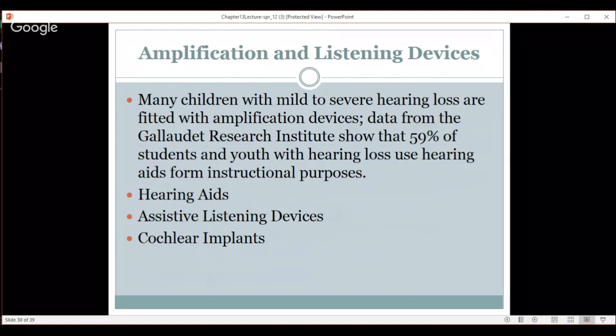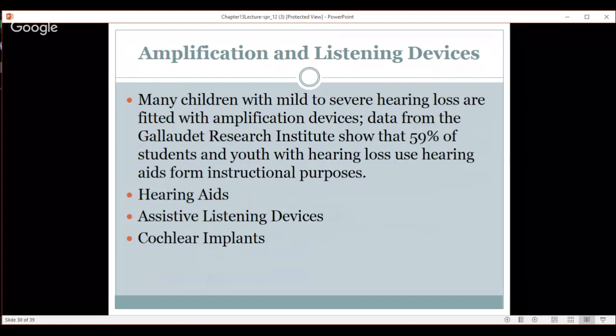And then cochlear implants are surgically placed devices that provide direct electrical stimulation to the auditory nerve. These are appropriate for children who have severe to profound sensorineural hearing loss. More than 10,000 children have received cochlear implants worldwide, and there's still a lot of research going on to make cochlear implants more effective.